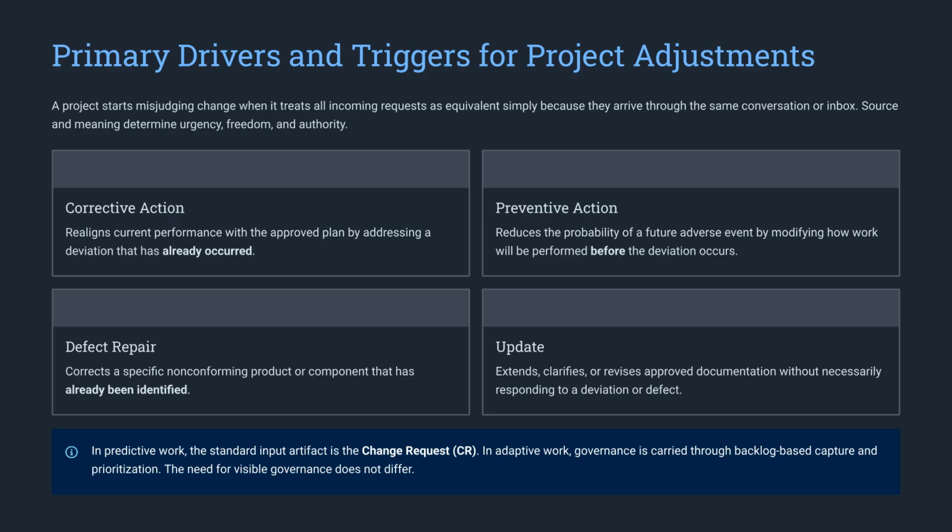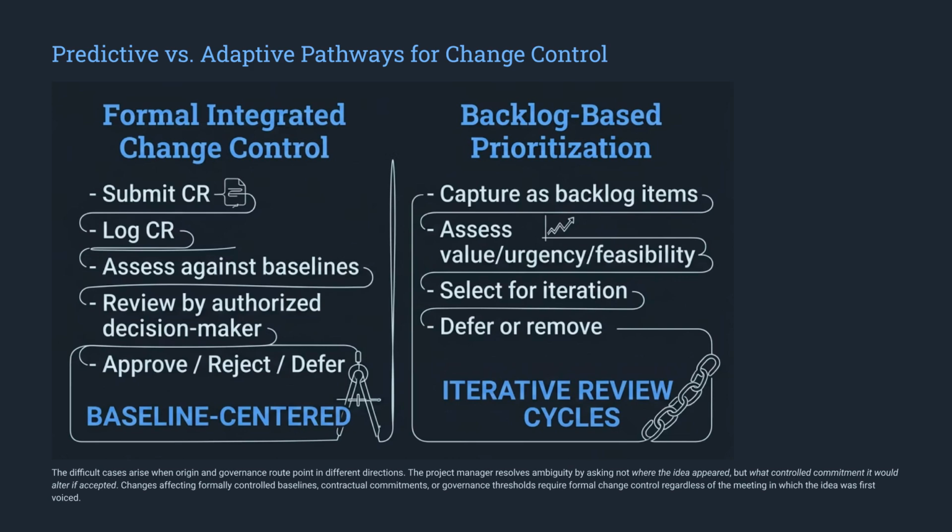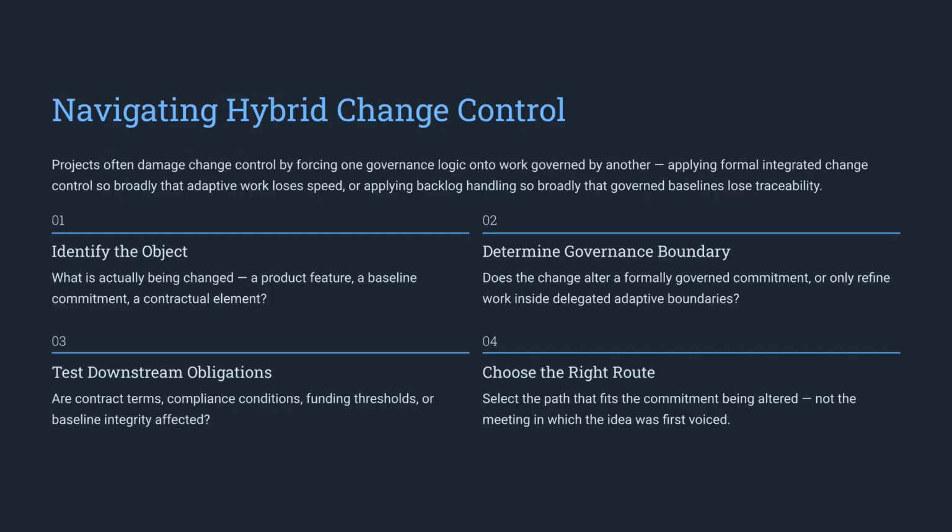It is crucial to distinguish between triggers. Corrective actions address past deviations, preventative actions mitigate future risks, defect repairs fix nonconformities, and updates refine existing documentation. Predictive projects typically use formal integrated change control, while adaptive projects rely on backlog-based prioritization. The key is to select the right path based on the commitment being altered, not where the idea originated. When navigating hybrid change control, always identify the object of change, determine the governance boundary, test downstream obligations, and then choose the appropriate route to maintain project integrity.